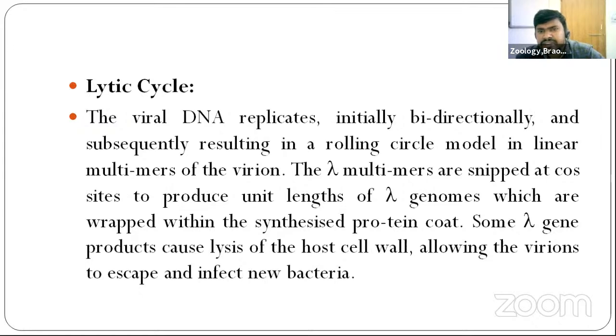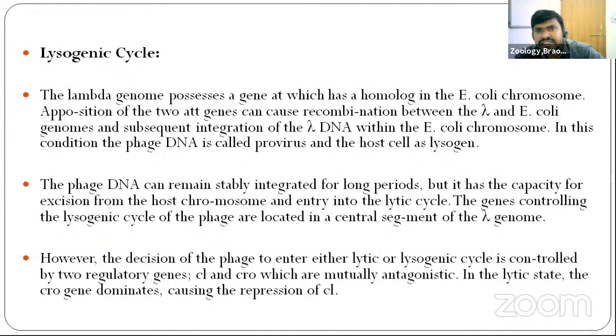and infect new bacteria. In the lysogenic cycle, the lambda genome possesses a gene att which has a homologue in the E. coli chromosome. Pairing of the two att sites can cause recombination between the lambda and E. coli genomes and subsequent integration of the lambda DNA into the E. coli chromosome. In this condition, the phage DNA is called a prophage and the host cell a lysogen.